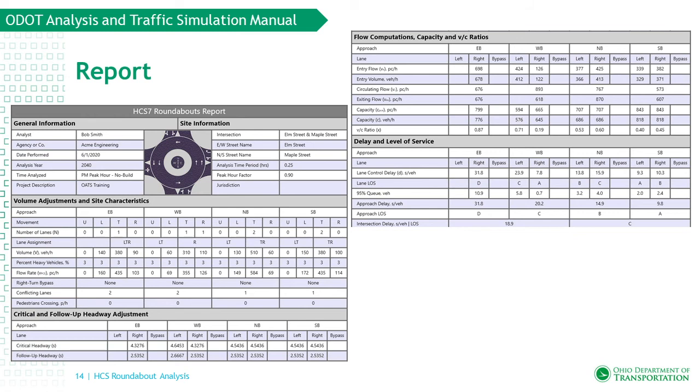The methodology computes control delay and LOS for each entering lane, as well as a weighted average control delay and LOS for each approach and the roundabout as a whole. The method also computes a 95th percentile queue for each entering lane. The Report tab generates a formatted report for the roundabout analysis results.